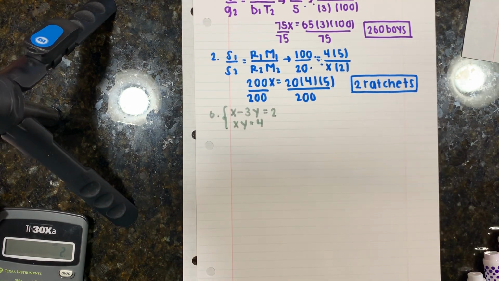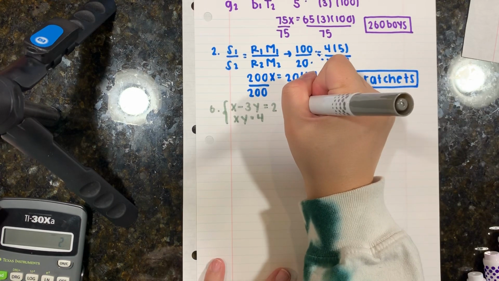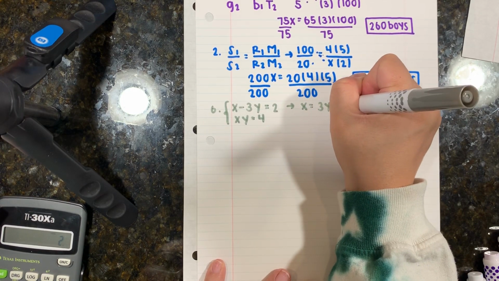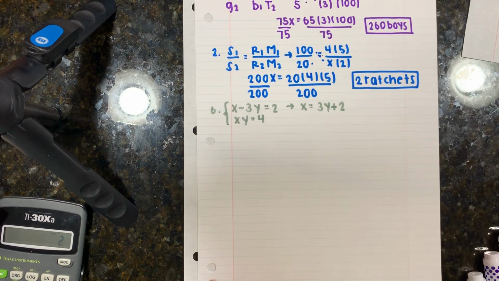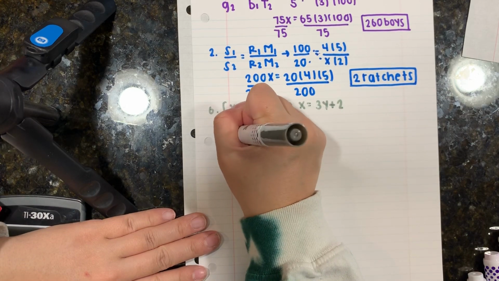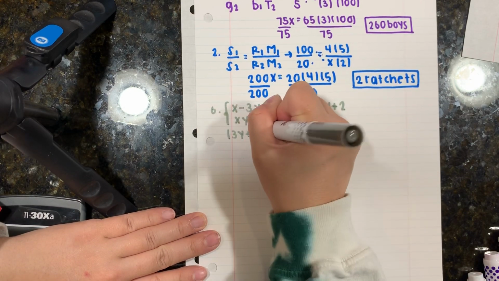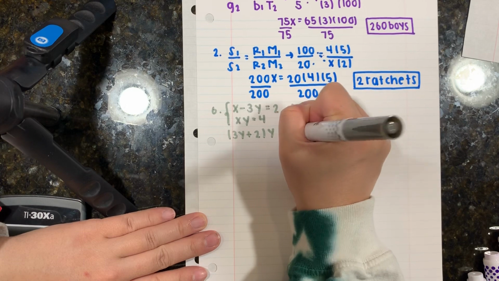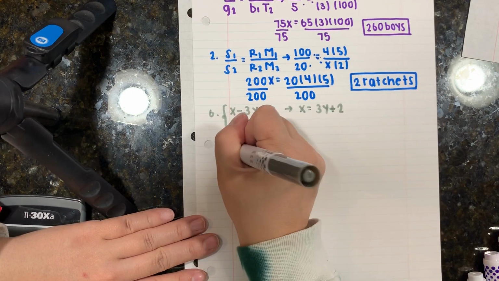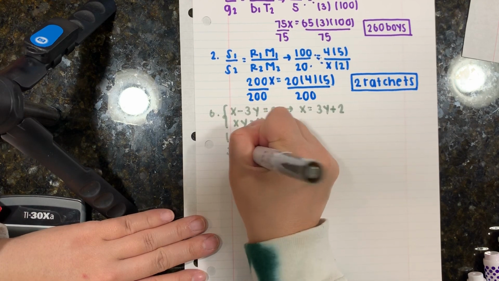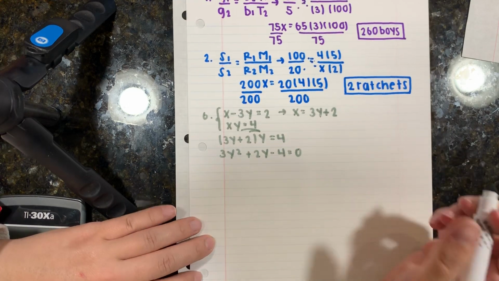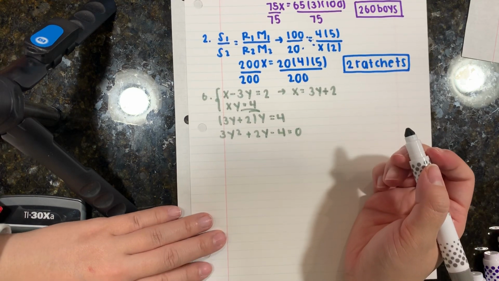So what I'm going to do is I'm going to solve this top equation for x. So x would be equal to 3y plus 2. Now we're going to plug that into this equation here. So that would be (3y plus 2) times y equals 4. If you distribute the y and bring the 4 over, I'm going to get 3y squared plus 2y minus 4 equals 0. Now what we can do is we're going to do quadratic formula here.